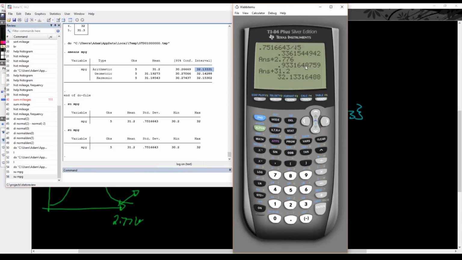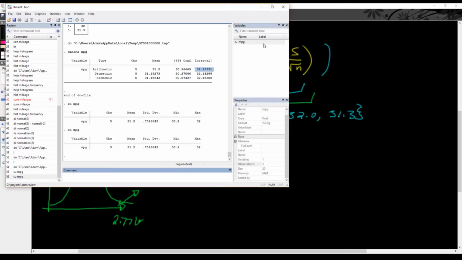We would take this value, 0.93316, we would subtract that from the mean to get the bottom of the interval. So 31.2 minus 0.93316, and we get 30.266. And again, I didn't take that all the way through, so there's some rounding error, but you get the point. It's that easy.